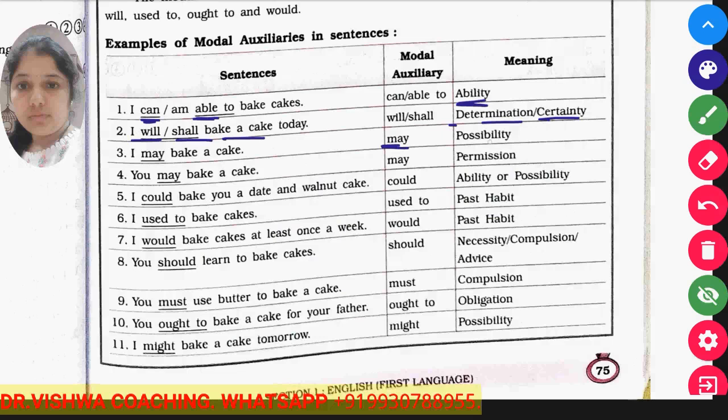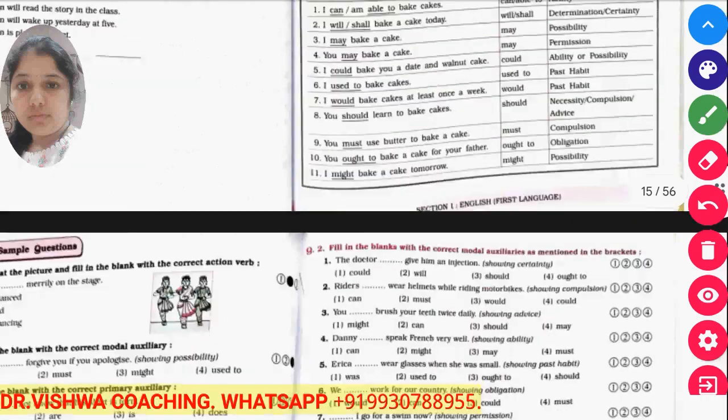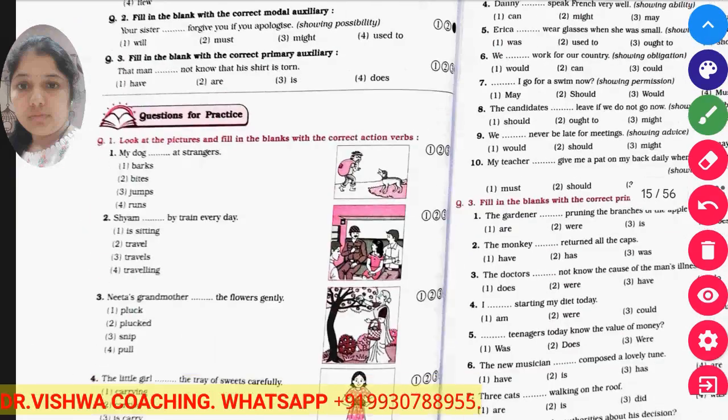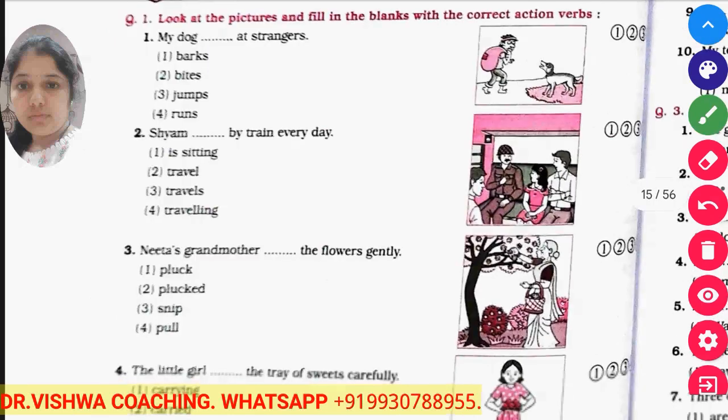Like this, may suggests the possibility, sometimes permission. Could suggests ability or the possibility. Past habit is denoted by used to or by would, and should suggests the necessity, compulsion or advice. Must suggests the compulsion. Ought to suggests obligation, and might suggests possibility. So you can go through the sentences, you will get the meaning of the modal auxiliary verbs.